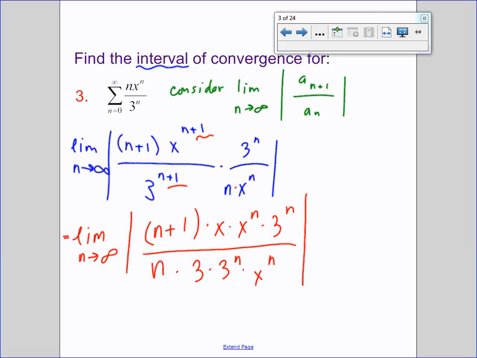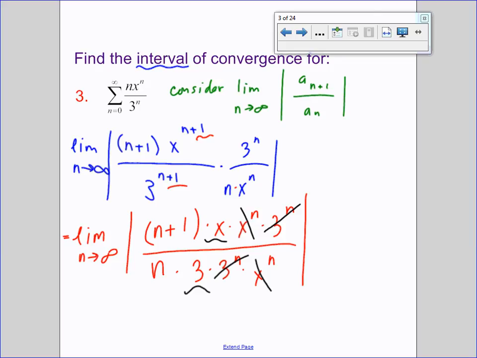Awesome. Now let's switch marker color. Oh, yeah, you guessed it. There it goes. 3 to the n, 3 to the n. X to the n, x to the n. Leaving us with x over 3 and this fraction, n plus 1 over n. You do not have to regroup that out in front of the bars, but you certainly may.